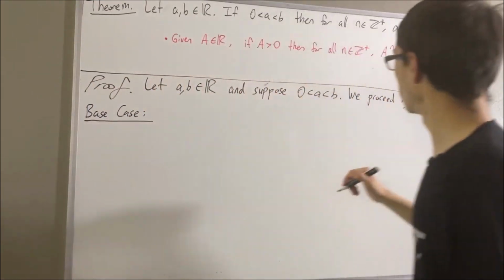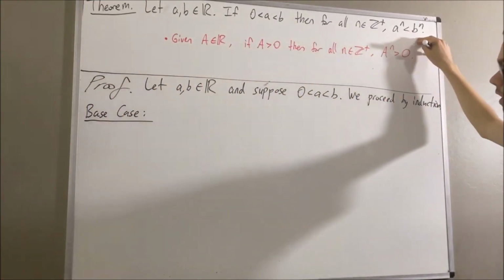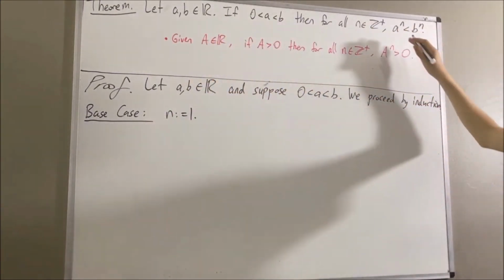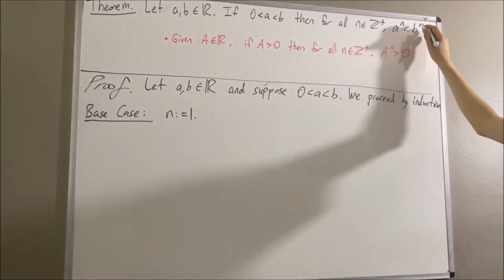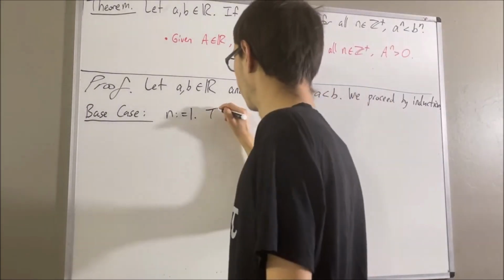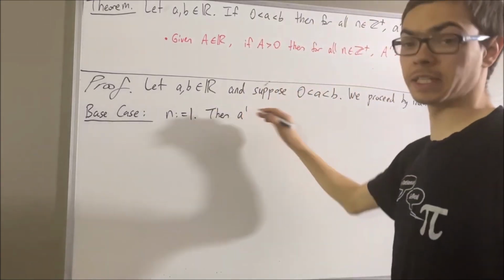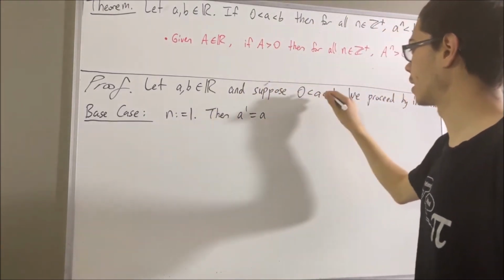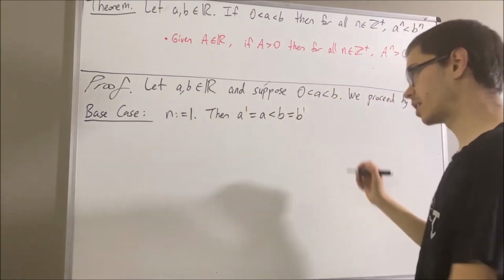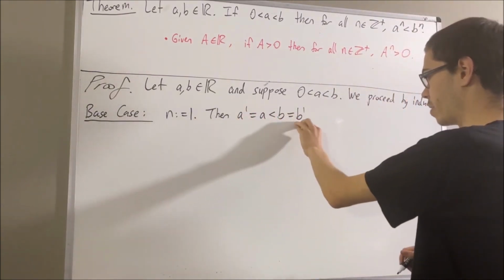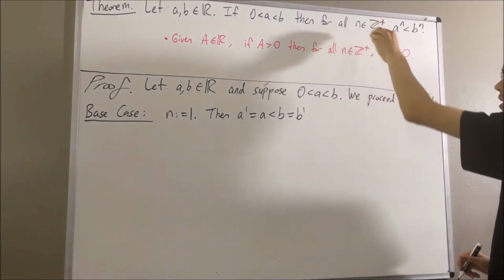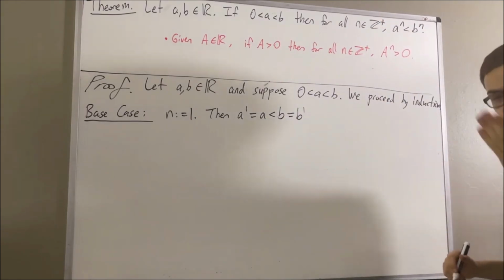In the base case, we're trying to prove that this is true in the case where n is equal to 1. So really, we're trying to show that a to the power of 1 is less than b to the power of 1. Well, let's start out by writing a to the power of 1. Now, we know that a to the power of 1 is equal to a, and a is less than b, and b is equal to b to the power of 1. So as you can see, a to the power of 1 is less than b to the power of 1. So we have shown that this is true in the case where n is equal to 1. So this completes the base case.